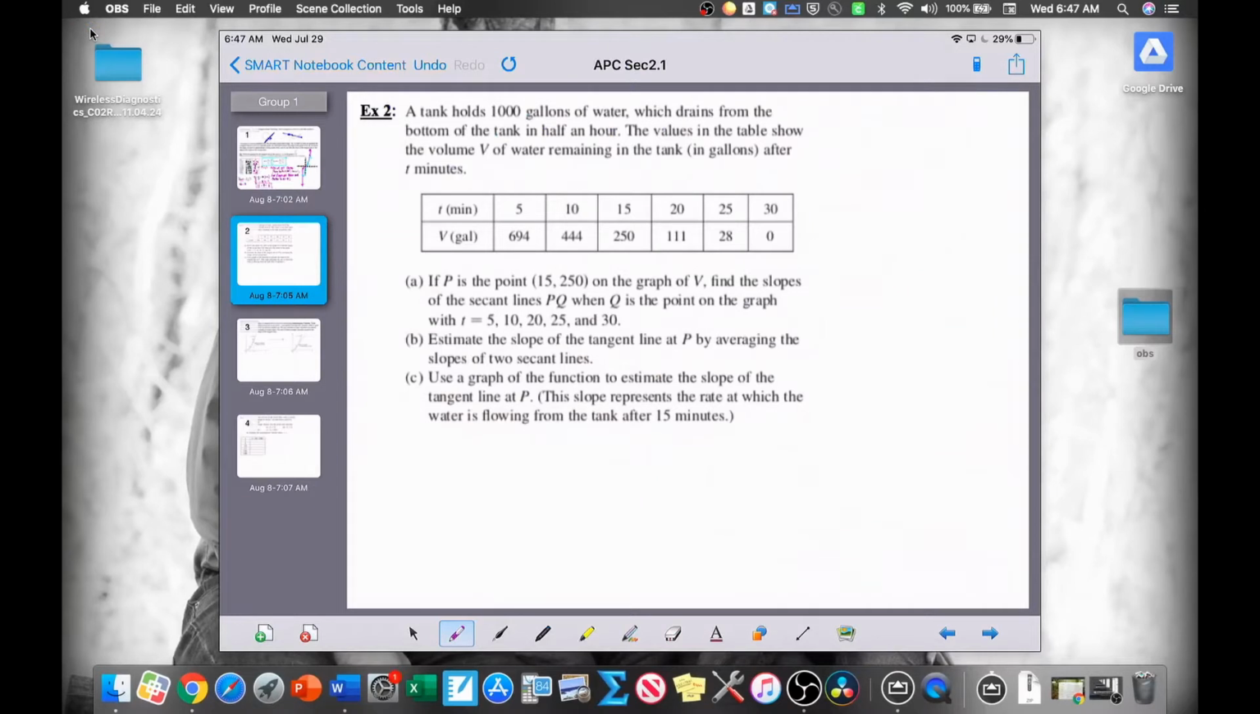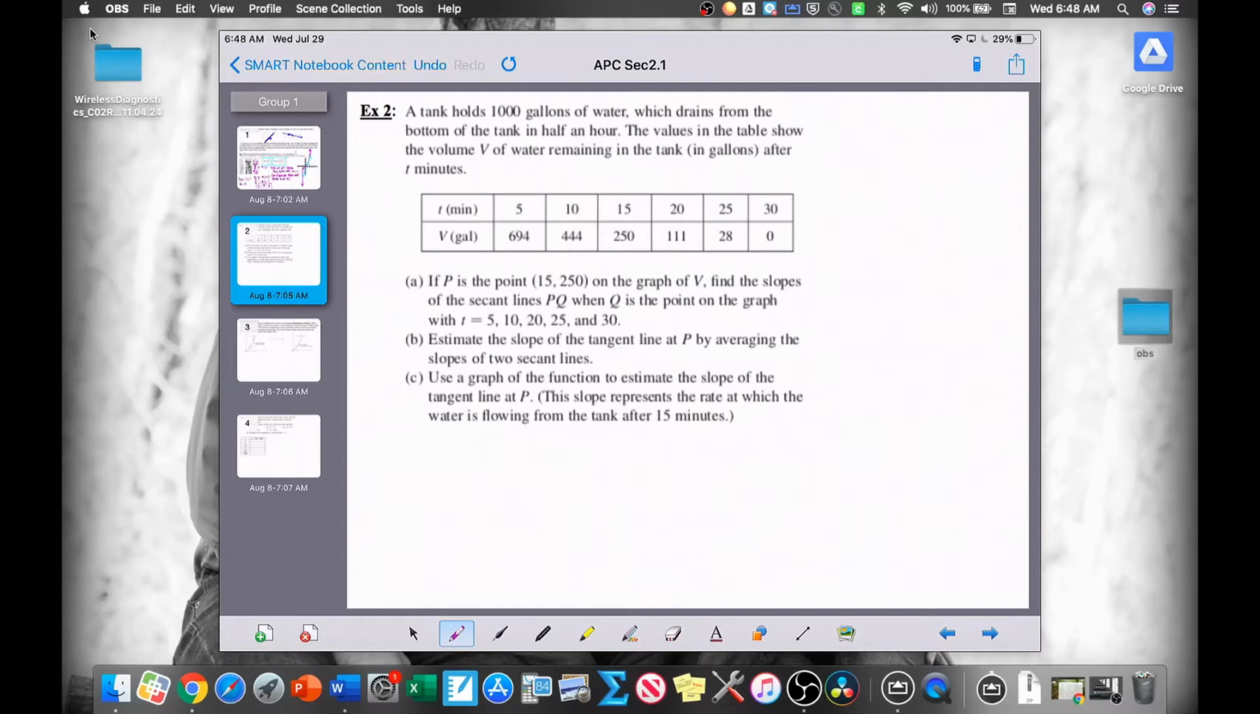In our second example, we're given a story problem. A tank holds 1,000 gallons of water, which drains from the bottom of the tank in half an hour. The values in the table show the volume V of water remaining in the tank in gallons after t minutes. So obviously at 0 minutes, the tank is full at 1,000 gallons. That point's not in the table. 5 minutes later, the volume is down to 694 gallons. After 10 minutes, the volume is down to 444. So it makes sense that as more time passes, the volume of water in our tank is becoming less and less as the water is draining out.